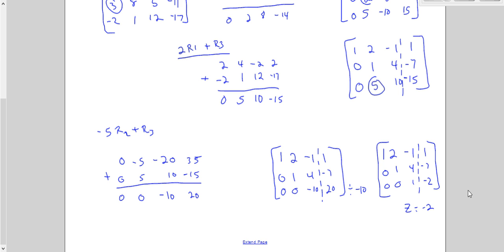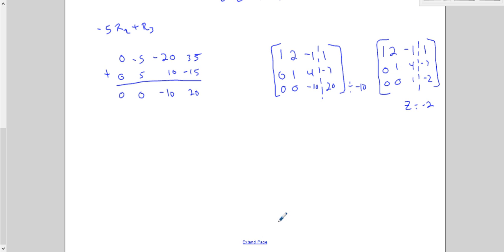negative 2. When I go up to the second row here, the equation written from that is 1y plus 4z equals negative 7. So if I plug in negative 2 for z, I can solve for y. So that's negative 8. So I'm going to add 8 to both sides, and I get y equals 1.